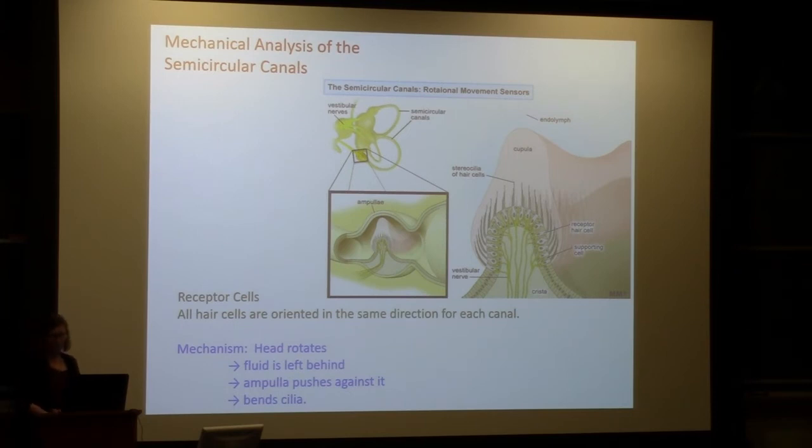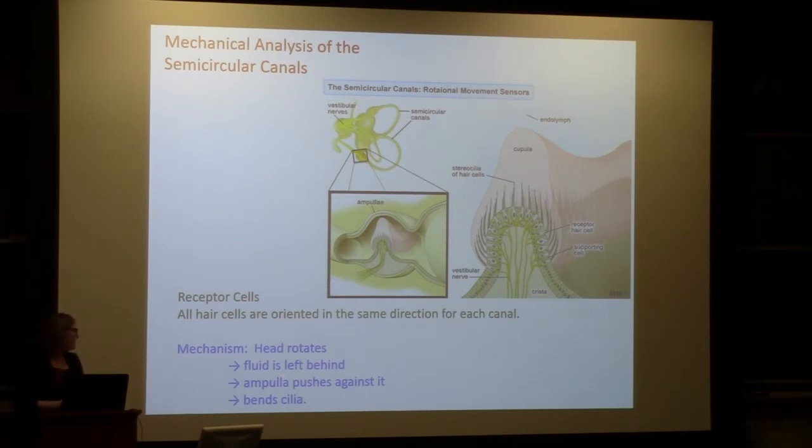Okay. So the way that you activate the system in your everyday life is as you're moving through the world. If you shake your head yes or no, whatever you do that makes your head move relative to space, as you move your head, the fluid is left behind in the canals.